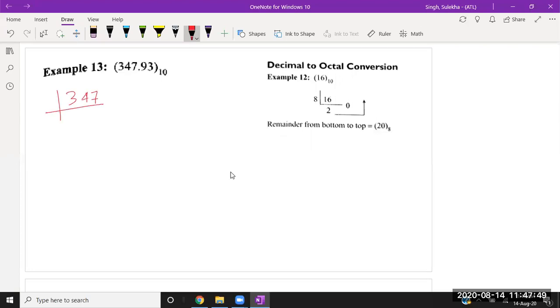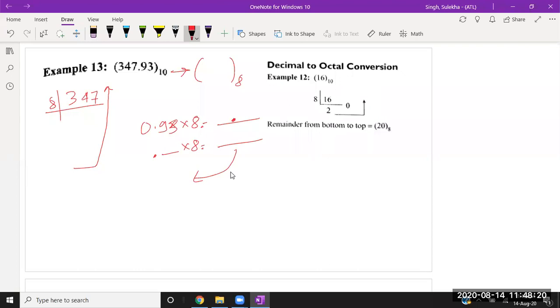For 347, for octal conversion, you need to divide it by 8, and whatever remainders you are getting, from bottom to top, you need to write for this 347. For 0.93, you need to multiply by 8. Whatever value you are getting, the fractional part after the point, you need to consider for the next calculation. Okay, and so on you need to do.